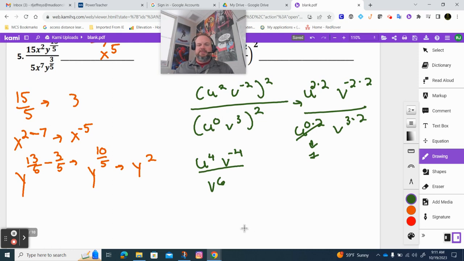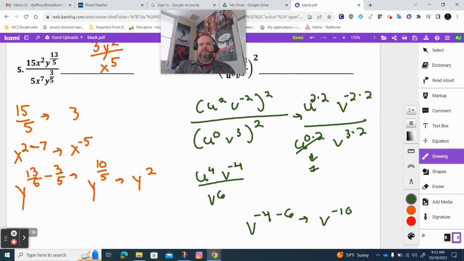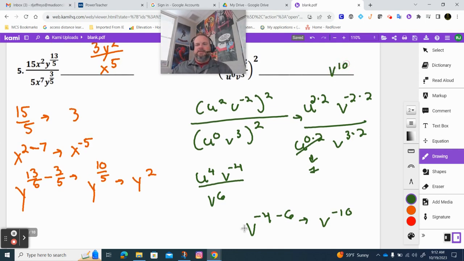All right, the only thing we have to combine are the v. So this is, let's see, v to the negative 4 minus 6 is v to the negative 10. So this is v to the 10 over u to the 4th. Now remember, there are lots of rules on here. So hopefully you've been diligent in preparing your orange sheet.